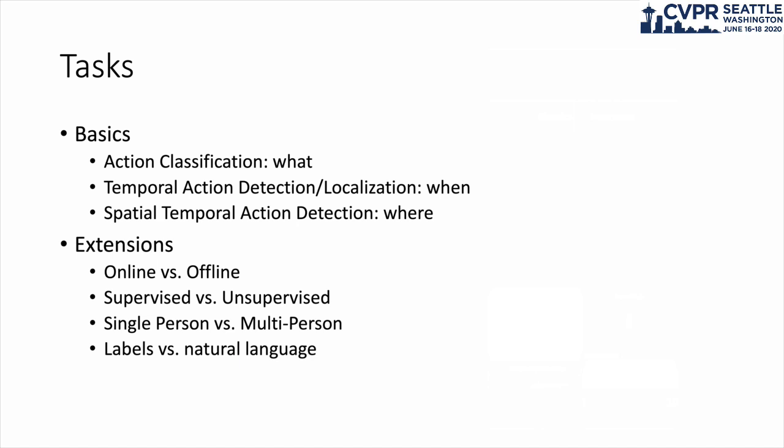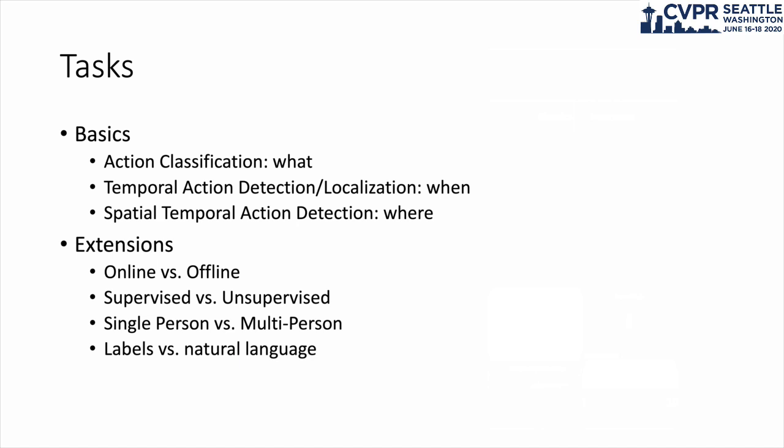And the third level is spatial temporal action detection, which asks the question about where. That is, in the video frame, which person is performing the activity, and what is the activity, and when did the activity start and end. Based on these 3 basic questions, we can have multiple extensions of the activity understanding problem by setting different problem settings.